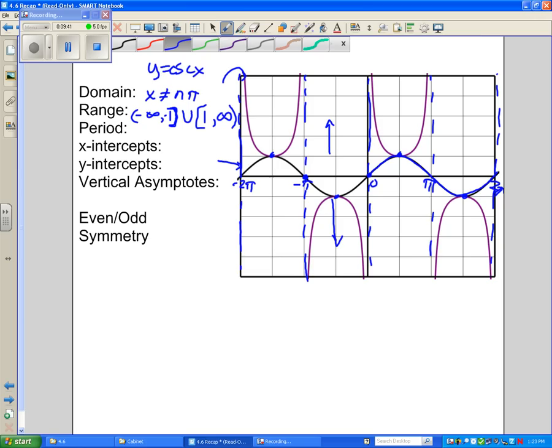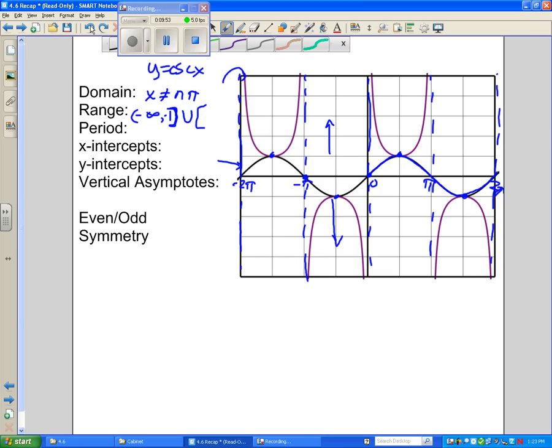The period is how often this repeats. It goes with sine, therefore it's 2 pi. X-intercepts: there are no x-intercepts because it can't be between negative 1 and 1. Y-intercepts: there is a vertical asymptote at the y-axis, so there is none of that as well. Vertical asymptotes occur where the domain is restricted, so it's the vertical axis, every integer value of pi.